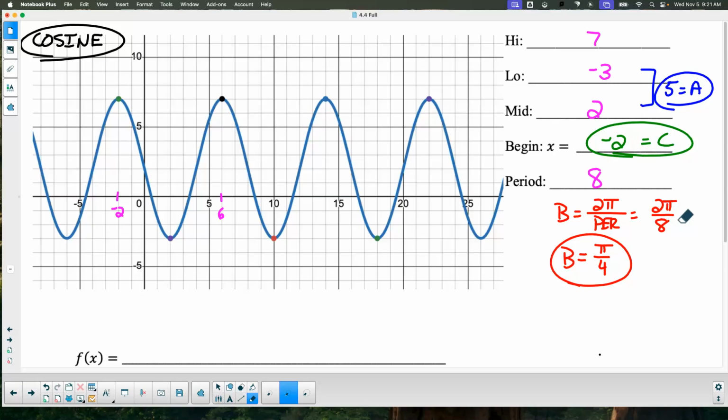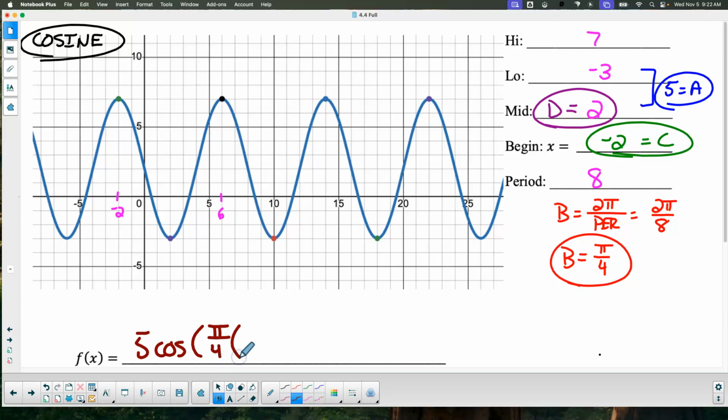A, B, C, D. D is my middle. So therefore my cosine curve would be 5 cosine of pi/4 times the quantity x plus 2, then plus 2 again. Yes?